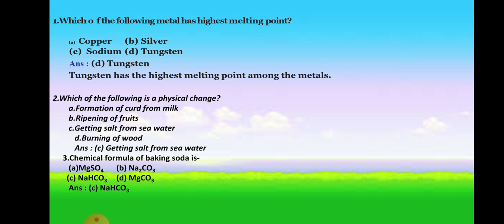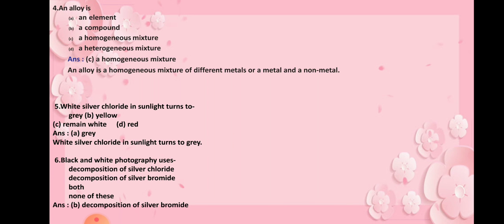Chemical formula of baking soda, it's very important. Sodium hydrogen carbonate only is the correct answer. Okay, next. What is an alloy? An alloy is a homogeneous mixture. An element, a compound, a heterogeneous mixture are all wrong.